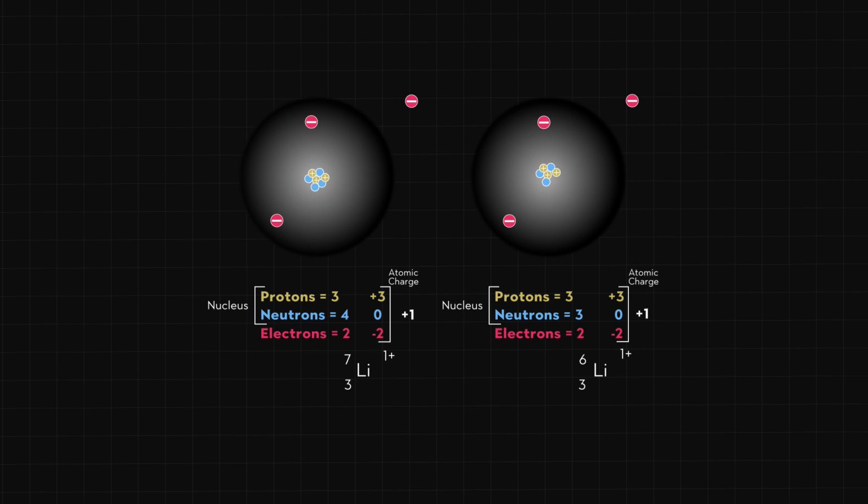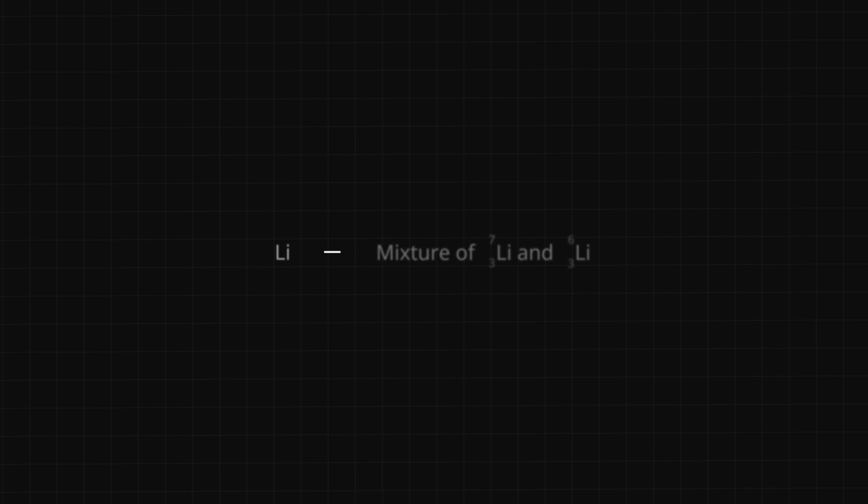A sample of lithium will contain a mixture of both these nuclei, and because these have nearly identical chemical behaviors, we almost never separate them. Instead, we work with the mix of isotopes nature gives us. So when we write Li without specifying the mass number, we mean the naturally occurring mix of lithium isotopes.